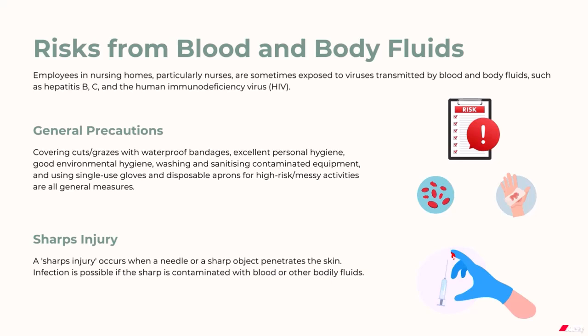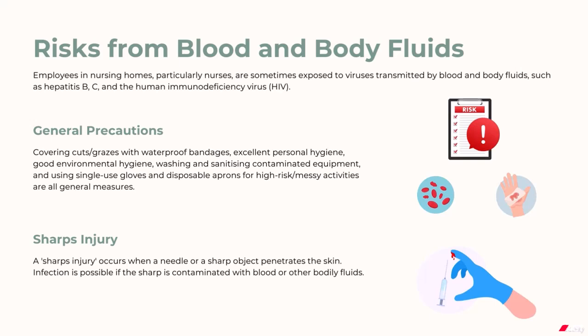Employees in nursing homes, particularly nurses, are sometimes exposed to viruses transmitted by blood and body fluids, such as hepatitis B, C, and the human immunodeficiency virus (HIV). General precautions. Covering cuts or grazes with waterproof bandages, excellent personal hygiene, good environmental hygiene, washing and sanitizing contaminated equipment, and using single-use gloves and disposable aprons for high-risk or messy activities are all general measures.